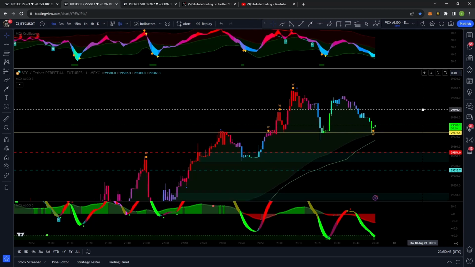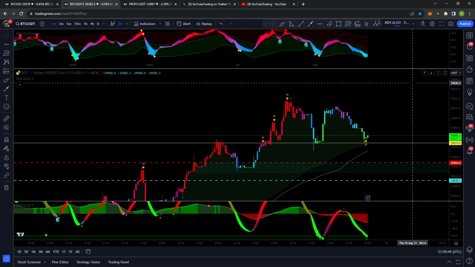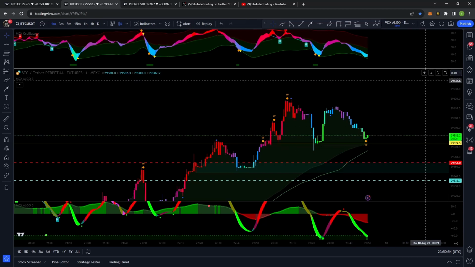I don't know if I want to add on that, but that is nice to see happening right above my yellow line here. I'd rather see that right on the trend, to be honest.